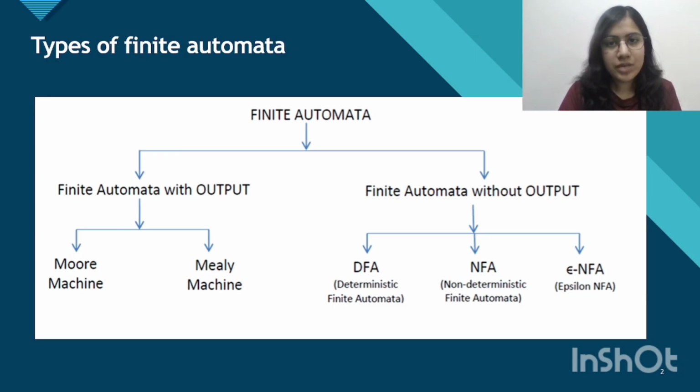As we know, finite automata is the simplest model of computation and it also has very limited memory. It consists of a set of initial and final states where we can transition from one state to another and back to the previous state as well. Finite automata are basically classified on the basis of their outputs. Finite automata with output are classified as Moore machine and Mealy machine, and finite automata without output are classified as DFA, NFA, and epsilon NFA.